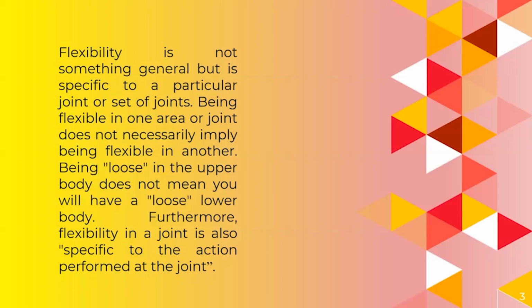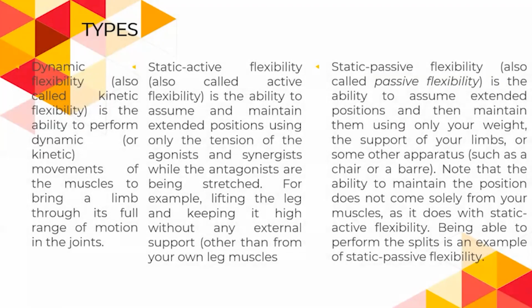Being loose in the upper body does not mean you will have a loose lower body. Furthermore, flexibility in a joint is also specific to the action performed at the joint. There are types of flexibility. First is dynamic flexibility. It is the ability to perform dynamic movements of the muscles to bring a limb through its full range of motion in the joints.